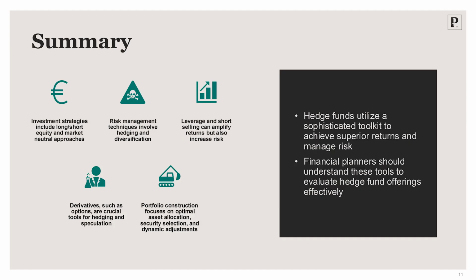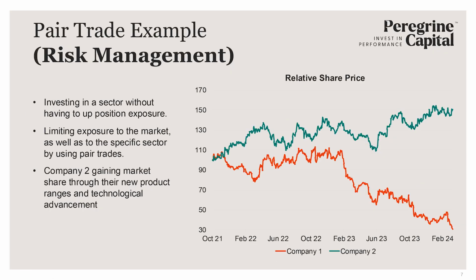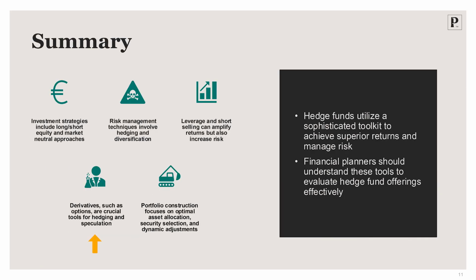So in summary, I think the larger toolbox really is that as hedge fund managers, we have the ability to take short positions. We have the ability to use pair trades. We have the ability to do rump trades. We have the ability to utilize derivative structures. And all of those, hopefully, are used by the manager to produce better risk-adjusted returns than they otherwise would be able to give you in a long-only product.